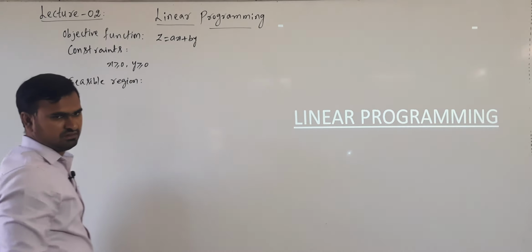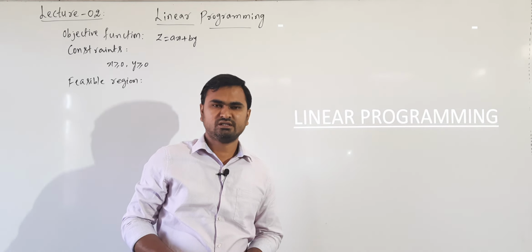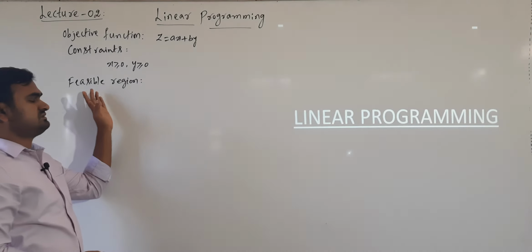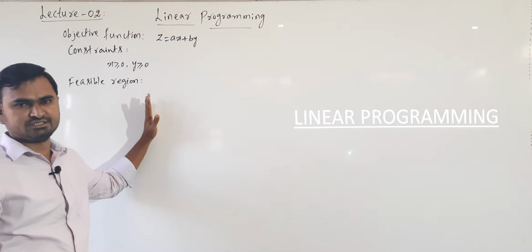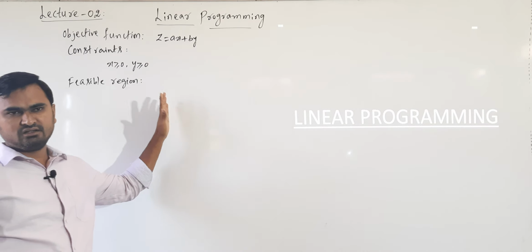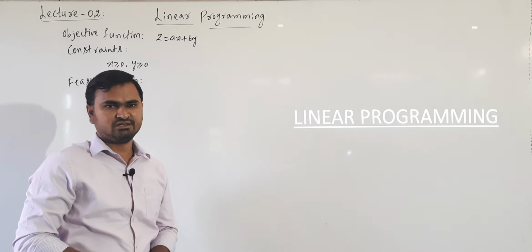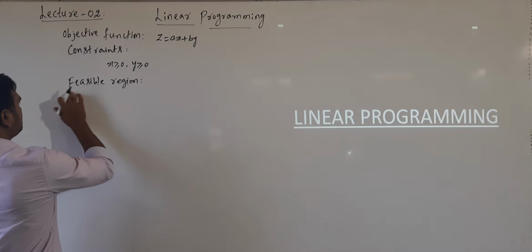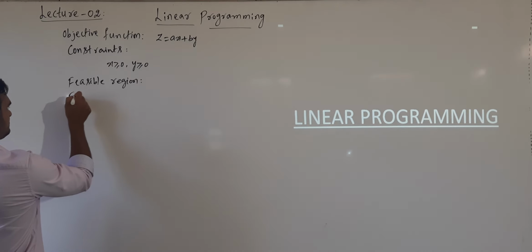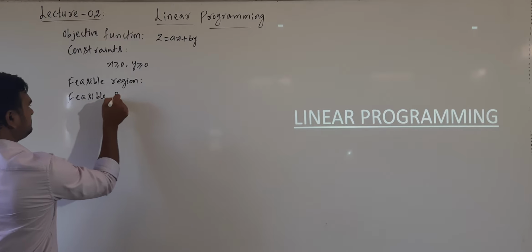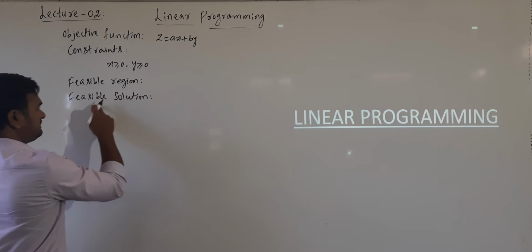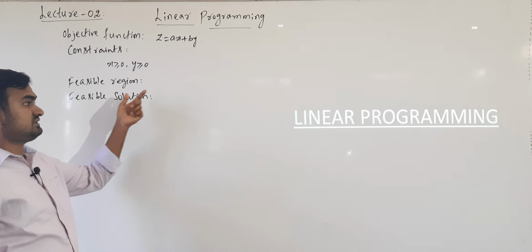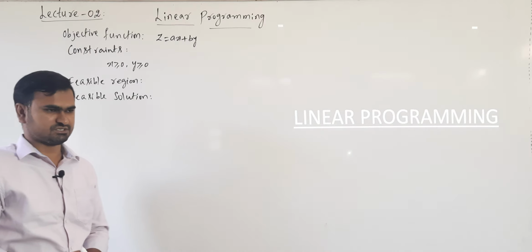Next we are defining the feasible region. What is a feasible region? The common region determined by all the constraints, or all the linear inequalities given, is called a feasible region or also a solution region. Next, feasible solution. A point in the feasible region will always give a feasible solution.